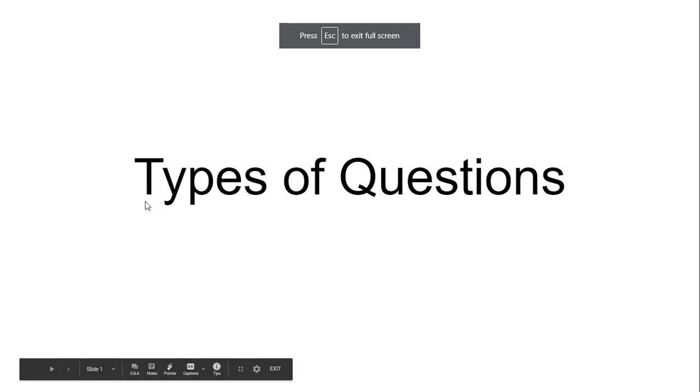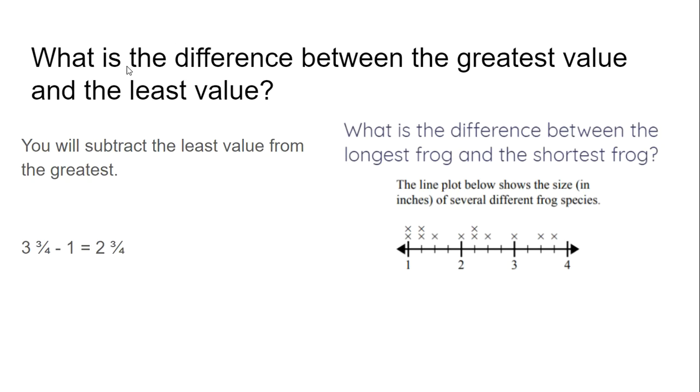Okay, guys, so I'm going to go over some types of questions that you'll get on line plots. One of the main questions will be, what is the difference between the greatest value and the least value? So remember, with difference, typically you subtract whenever you have a "that" in the math problem. So this one says, what is the difference between the longest frog and the shortest frog?